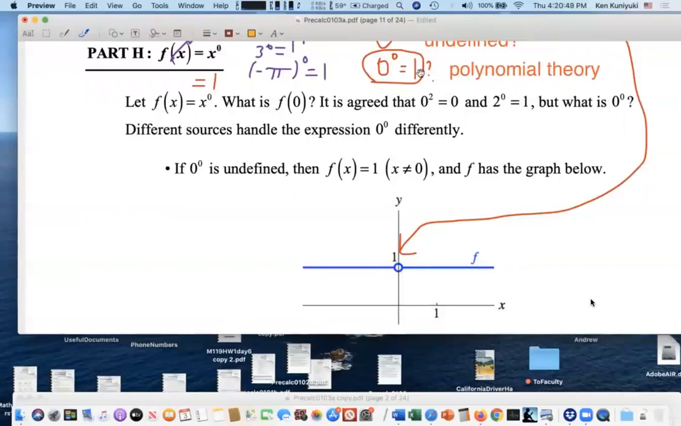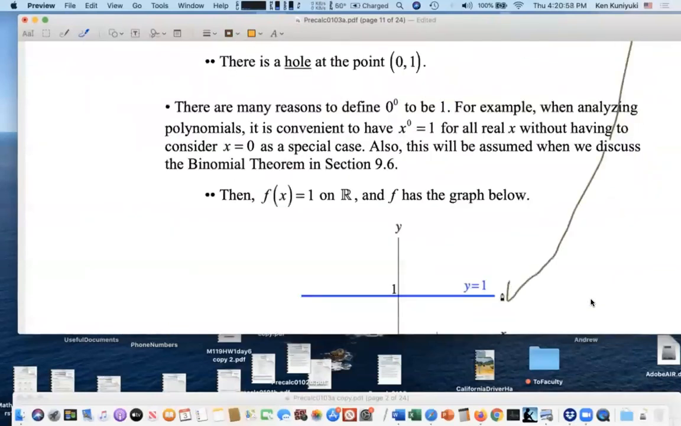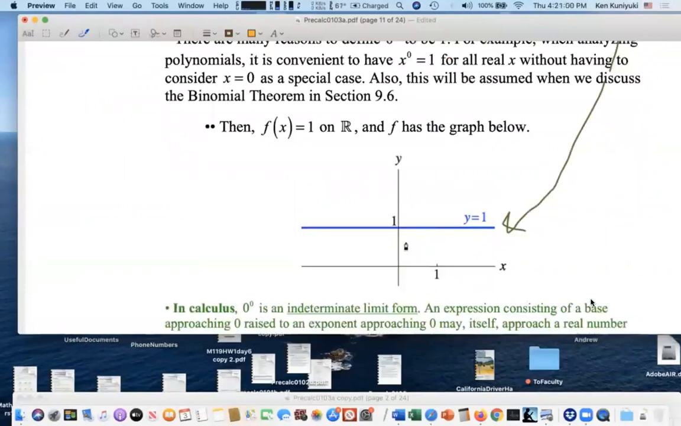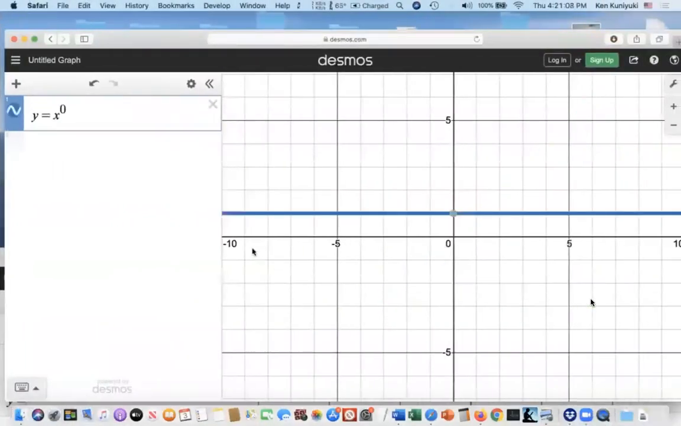If you define 0 to the 0 to be 1, however, then you can spackle in that hole and just get your usual line, y equals 1. Desmos, for example, when you graph y equals x to the 0, it basically graphs y equals 1, and it appears to define 0 to the 0 to be 1. Of course, on Desmos, you often deal with polynomials.